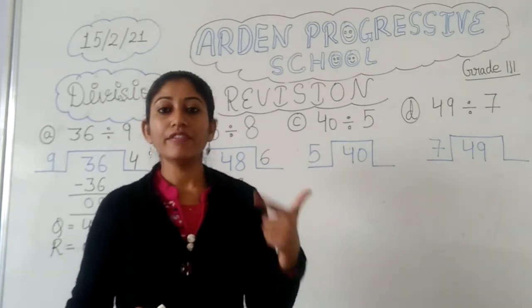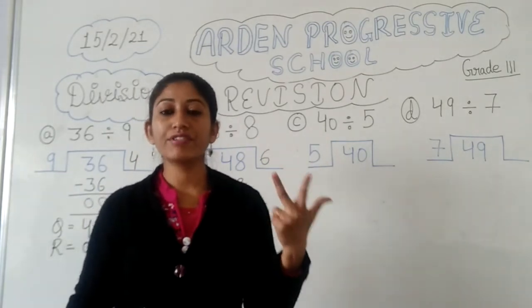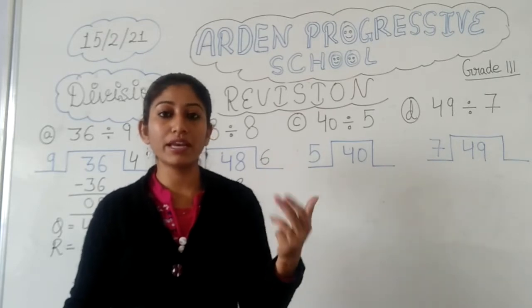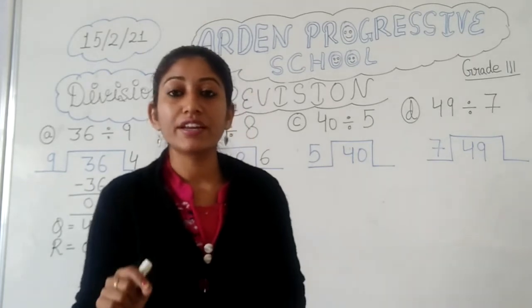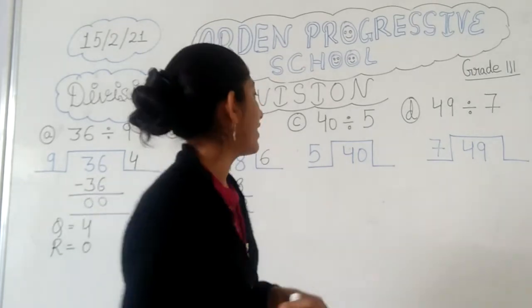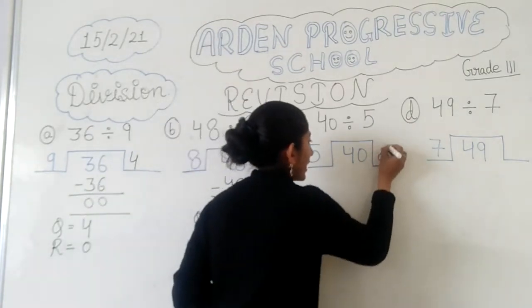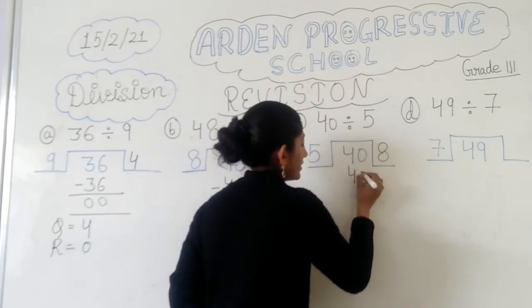5 ones are 5, 5 twos are 10, 5 threes are 15, 5 fours are 20, 5 fives are 25, 5 sixes are 30, 5 sevens are 35 and 5 eights are 40. 5 eights are 40. So what will come here? 8 will come here. And after that this is 40.